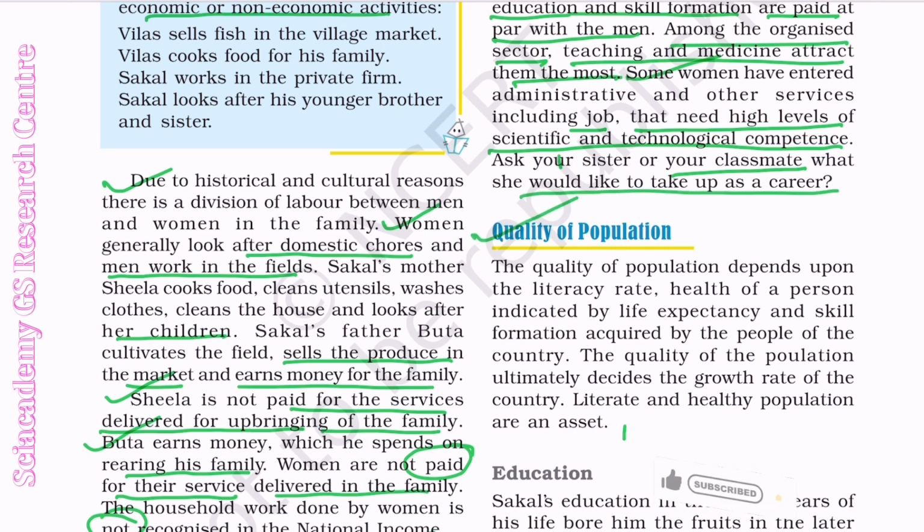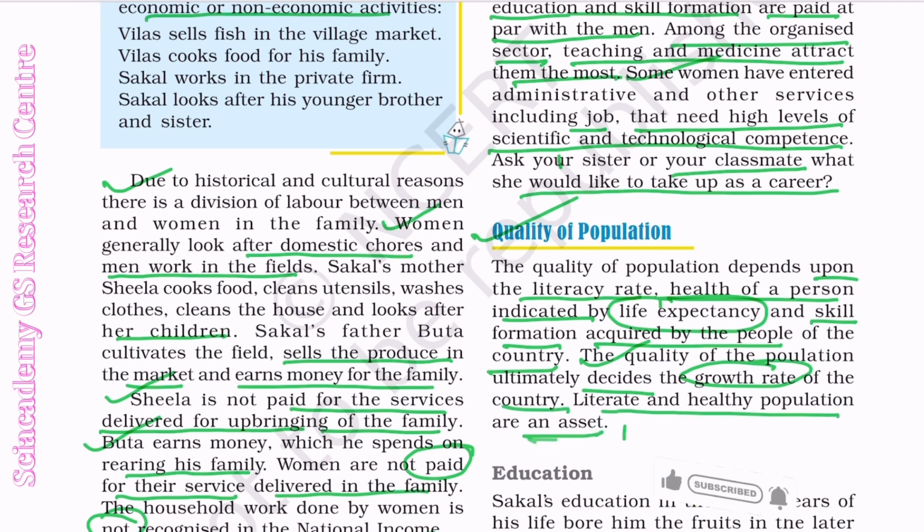Quality of population. The quality of population depends upon the literacy rate, health of a person, indicated by life expectancy, and skill formation acquired by the people of the country. The quality of the population ultimately decides the growth rate of the country. Literate and healthy population are an asset.